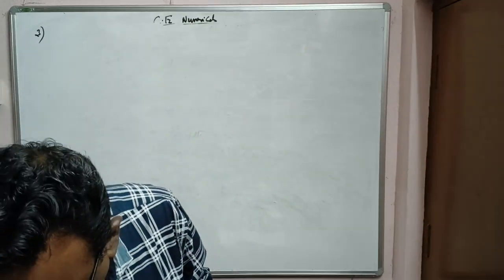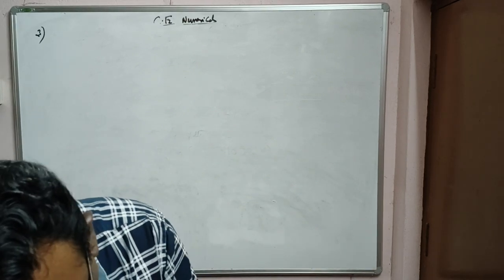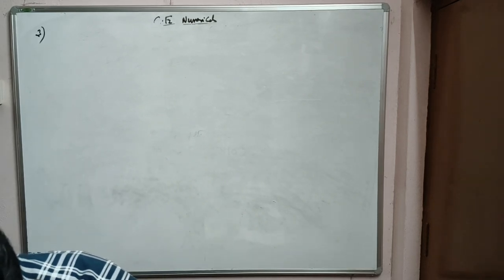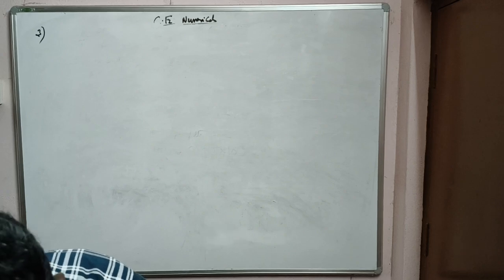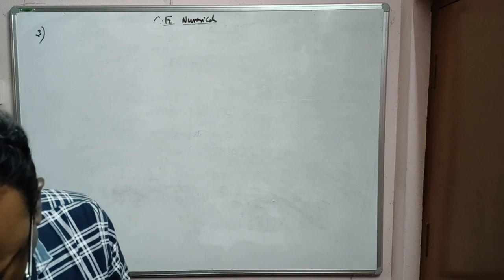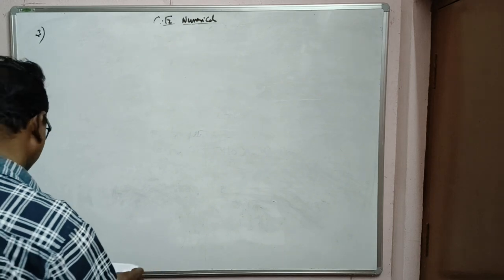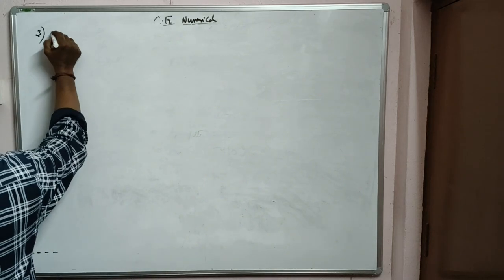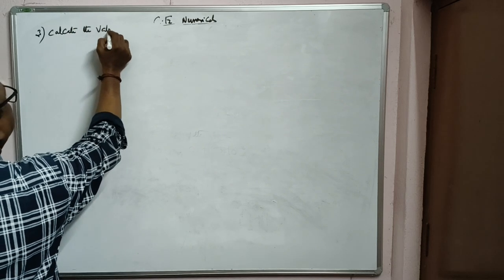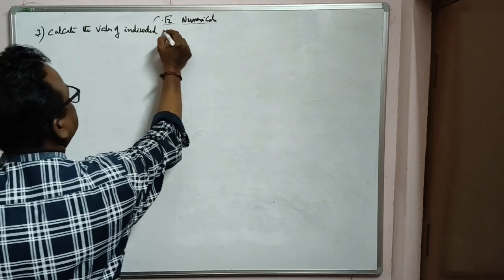Okay. Now the third question goes like this. See here. Third question is given in this fashion. See, it is given as: calculate the values of individual resistances. Third question, please. First, write the question. Calculate the values of individual resistors or resistances.